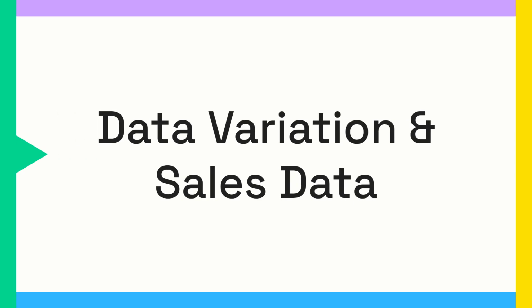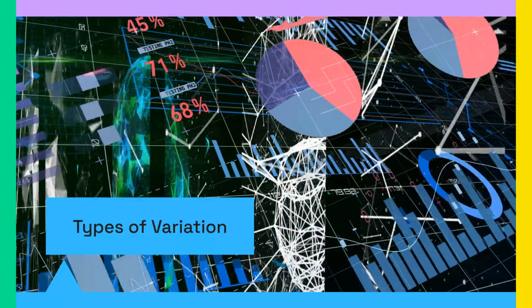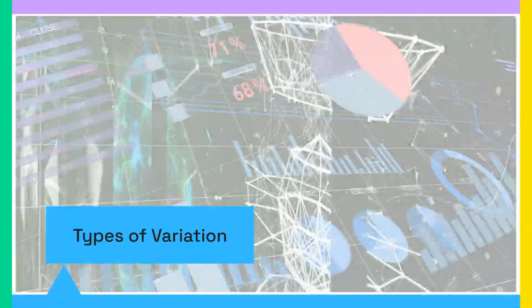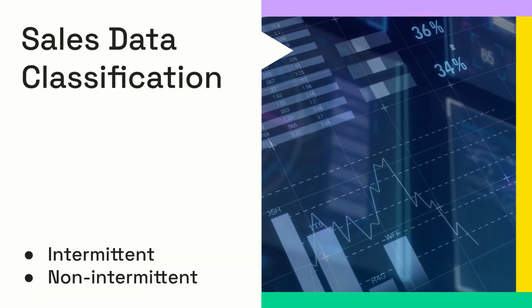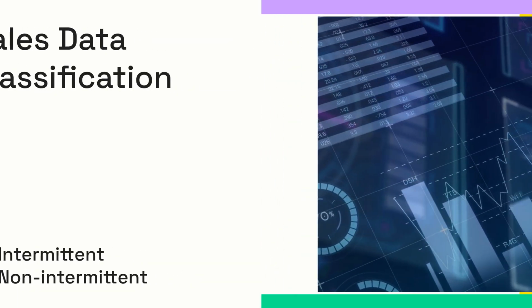Let's explore data variation and how we classify sales data. We clarified different types of variations observed in charts: trend variation, seasonal variation, and a combination of both. We discussed classifying sales data into intermittent and non-intermittent categories, crucial for effective modeling.